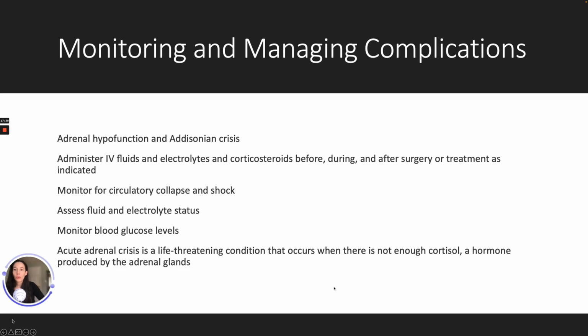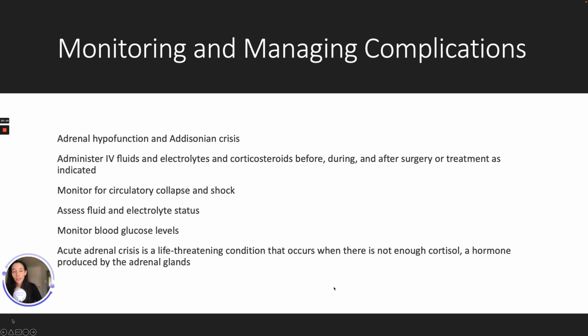We also want to monitor and manage complications, so we want to manage adrenal hypofunction and Addison crises. So we want to monitor for hypotension, rapid weak pulse, rapid respiratory rate, pallor, extreme fatigue, and extreme weakness. And we want to note any factors that may lead to a crisis: stress, trauma, surgery. We want to administer IV fluids and electrolytes and corticosteroids before, during, and after surgery as indicated. We want to monitor for circulatory collapse and shock present in Addisonian crisis, and we want to treat promptly.